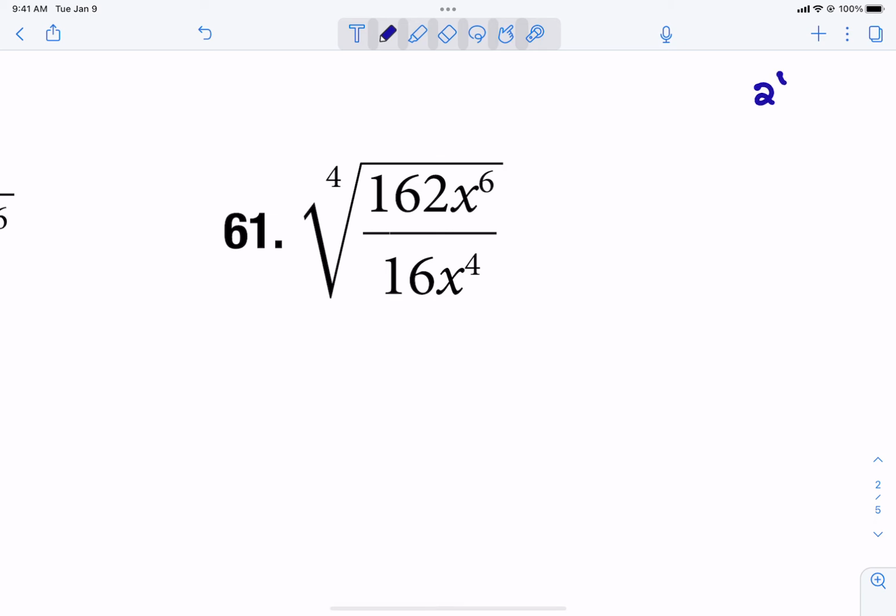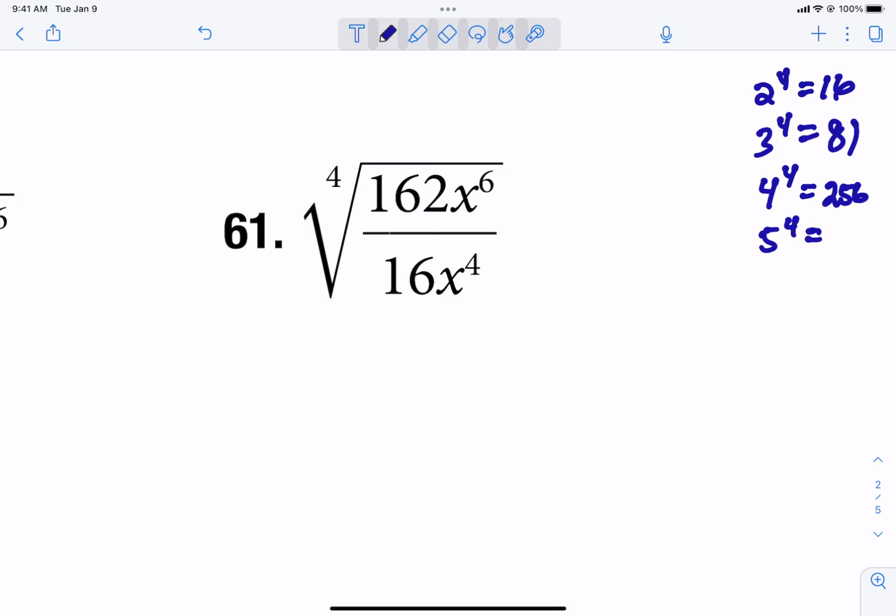2 to the 4th. It's 2 times 2 times 2 times 2, or 16. 3 to the 4th is 3 times 3 times 3 times 3, or 81. 4 to the 4th, I think it's 256, but let me do it real quick here. Yep, 256. Let's do one more. 5 to the 4th. I think it's 625. Yep. Okay. Keep those in mind if you're dealing with 4th powers.